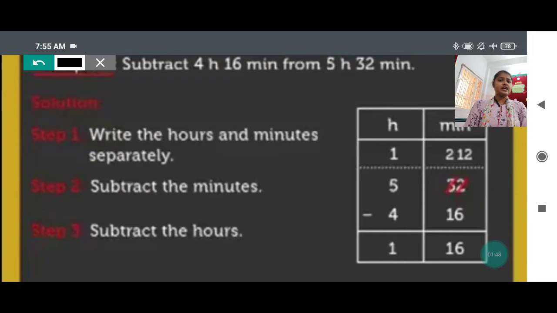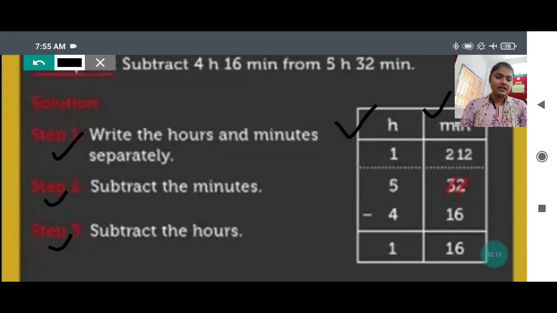You can see here, I have one example. In this you can see it is written: subtract 4 hours 16 minutes from 5 hours and 32 minutes. How will you subtract? You will make two columns, one for hours and one for minutes. Like this you have to make two separate columns. After making the two separate columns, it is written already here. The step by step I have written here also. These steps you have to follow while doing the subtraction of time.